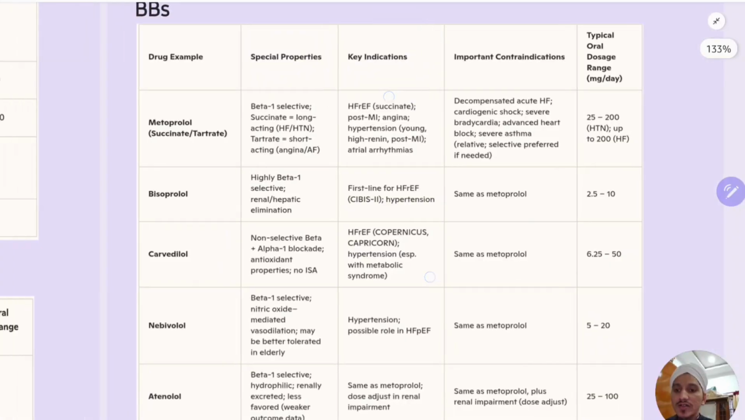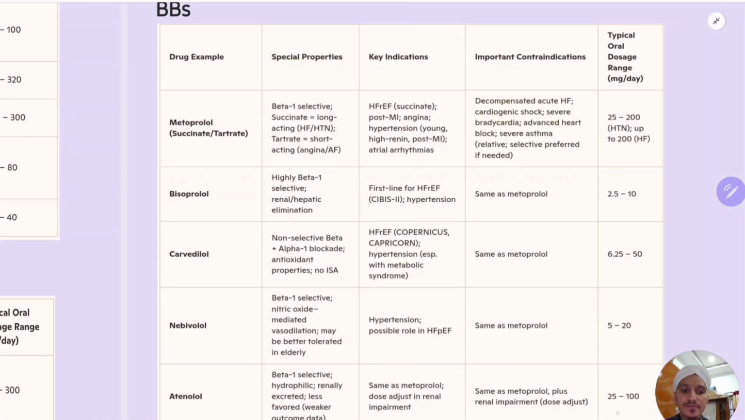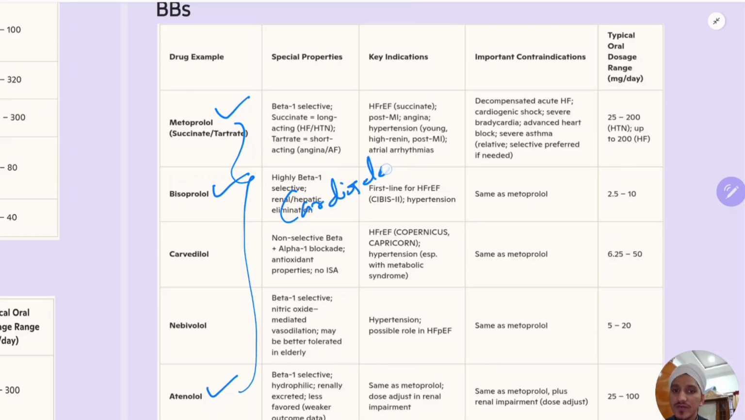So you can take beta blockers: Metoprolol, which is very much commonly used, then Bisoprolol, and then Atenolol. These three are cardioselective beta blockers, nothing but beta 1 selective blockers. And this one, Carvedilol, is actually an alpha-beta blocker, an alpha 1 and beta 1 blocker.